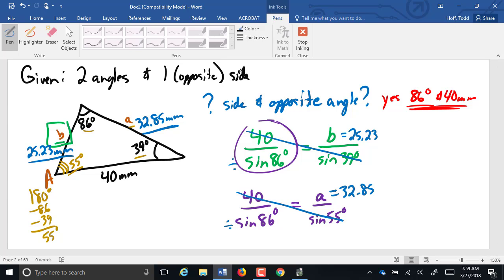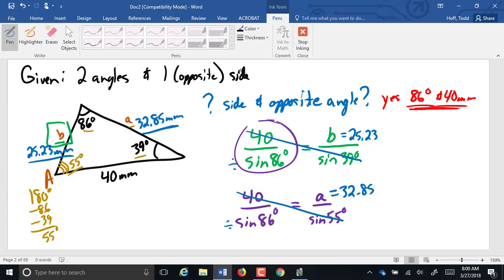Now, over the next several days of class, we are going to discover that the only combination of three parts that does not work is if we're given all three sides or all three angles. As long as we are given at least one side, if we have any three parts of a triangle, we can always find the other three parts. Here we were given two angles and one side. That always works. Two sides and one angle always works as well. All three sides works. It's just all three angles that does not.